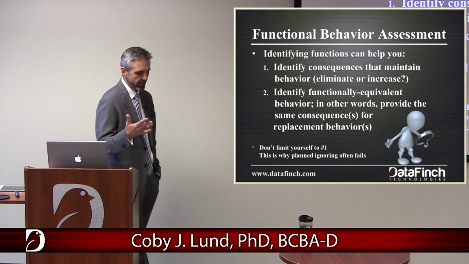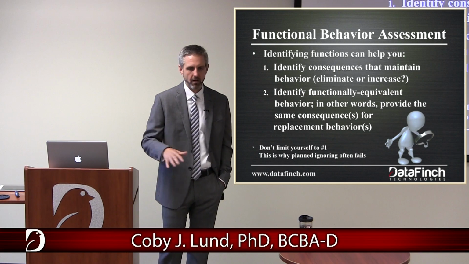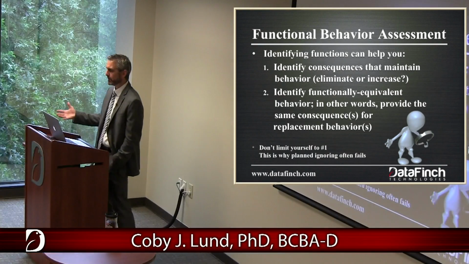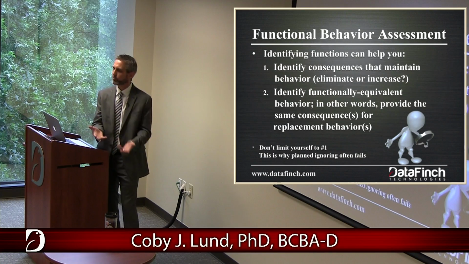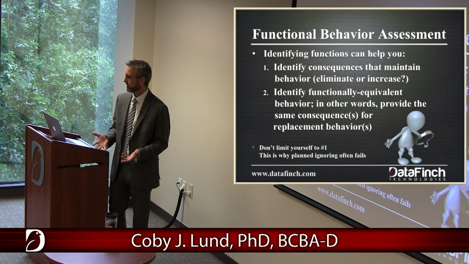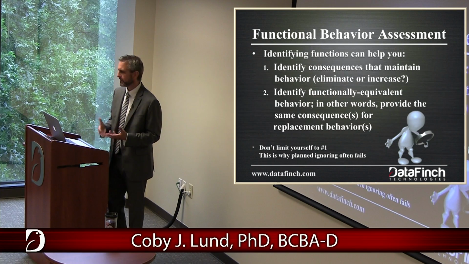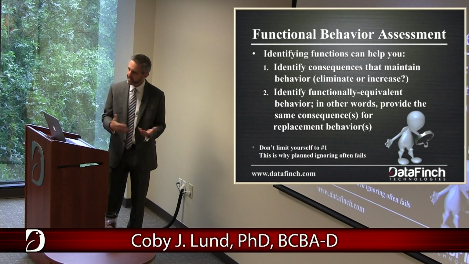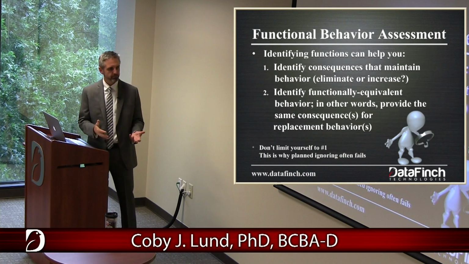If I can identify functions and use those to consequate my replacement or my more appropriate behavior, I've identified functionally equivalent behavior, and I can do that in a way that makes this replacement behavior work better. Right? It's more efficient, it's more consistent, it's more predictable. It's an easier way, it's a better way to access this same consequence. That's how you actually replace a target behavior.